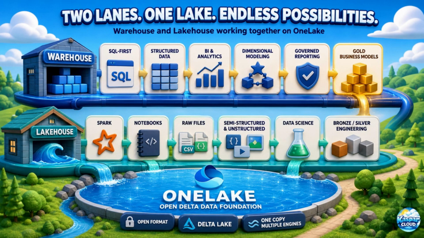Lakehouse environments are more appropriate for Spark-based processing, notebooks, raw and semi-structured data handling, machine learning workflows, unstructured file processing, and medallion-style engineering architectures. In many enterprise implementations, the Lakehouse manages bronze and silver engineering layers, while the warehouse provides curated gold layer business models optimized for reporting and semantic consumption. Fabric makes this integration practical because both warehouse and Lakehouse workloads operate on OneLake and share open Delta-based storage foundations.